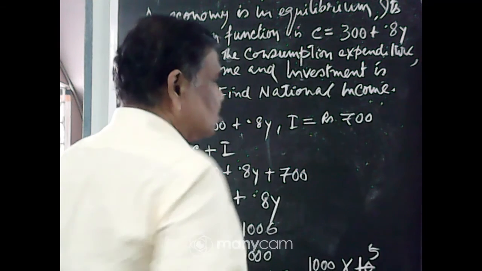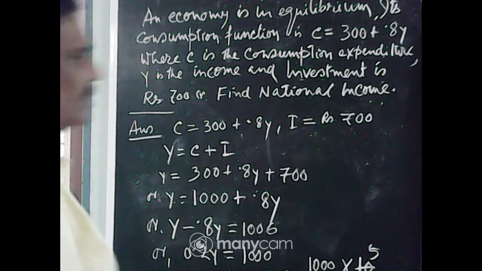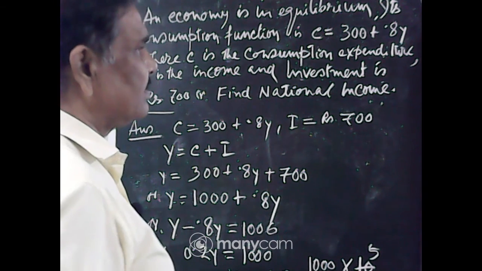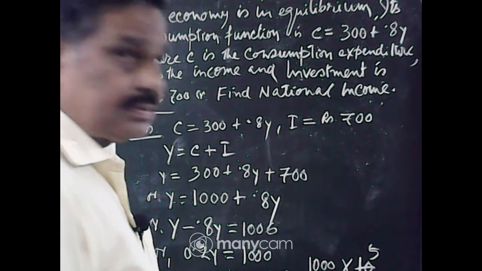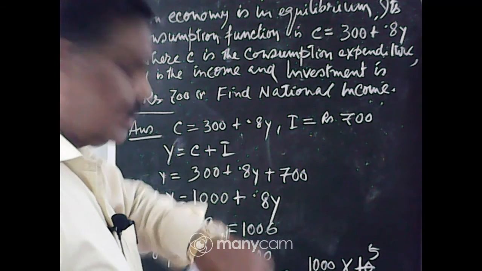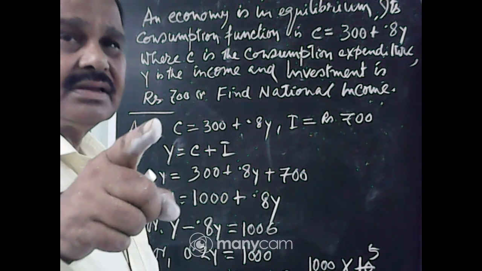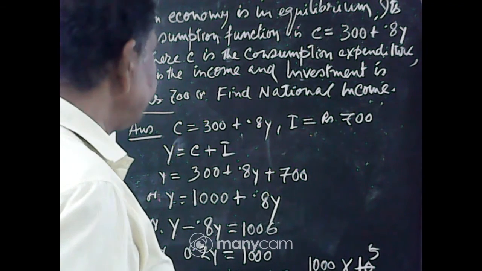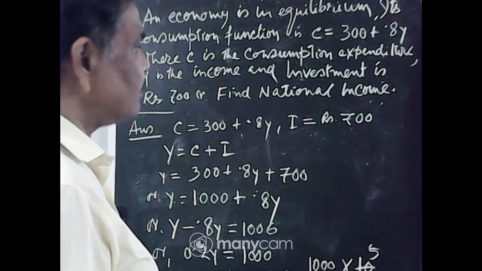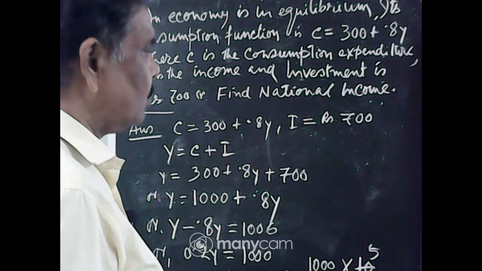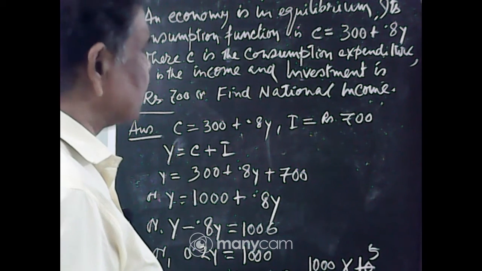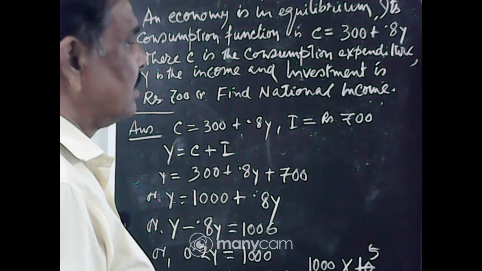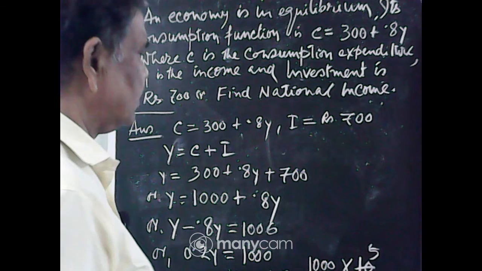The method should be clear. So I am doing some sums. Time is over, so I have no more time to do any more sums. I will do some sums next day if I get the scope. So please follow this formula.